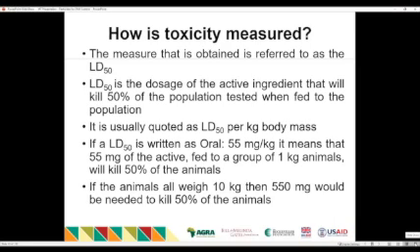If the LD50 for a product is, for example, 55 milligrams per kilogram, it means if we have an animal that weighs 1 kilogram and we feed it 55 milligrams of that product, it will then kill 50% of that group of animals. But if the animals that we're testing all weigh 10 kilograms, then we would have to give them or feed them 550 milligrams, 10 times as much, in order to kill 50% of those animals. And this is the way in which we test pesticides before bringing them to market.